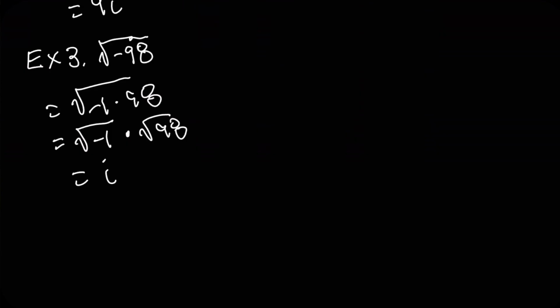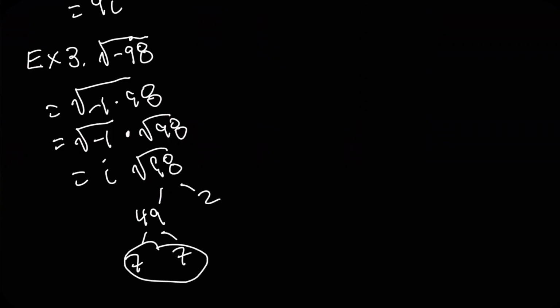And then let's go ahead and further break down the square root of 98. So, square root of 98, we can say 49 times 2, and then further break this down into 7 times 7, and we have a pair here. So to further reduce this, what we can say is this is equal to 7i, and then the square root of 2.